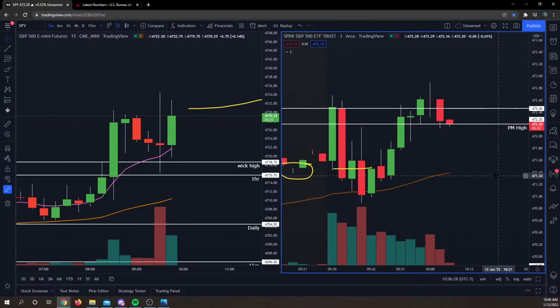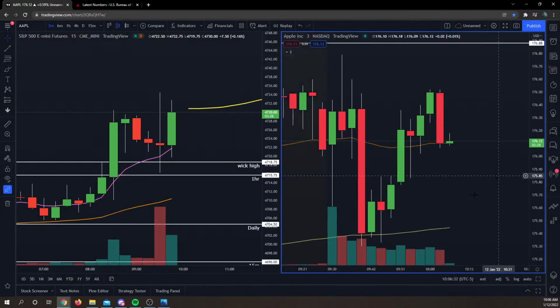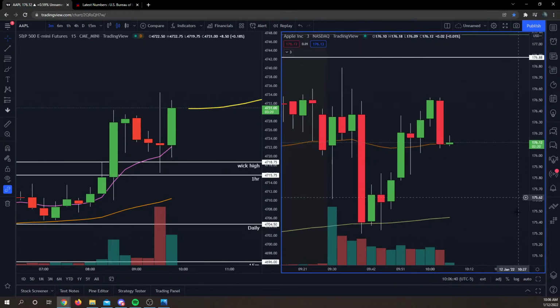Okay, seeing as how this movement is going on with SPY, let's see what Apple's doing. Apple had a big red candle previously on a 50 EMA at the moment. If we flush below our 50 EMA, we will recycle our 175.50 level, which should almost be low of day, session low for Apple.